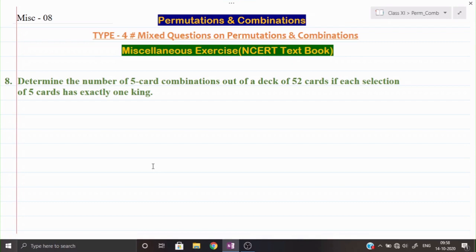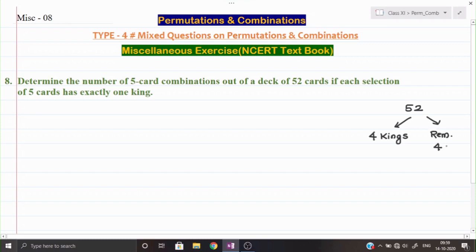You know that in a deck of 52 cards there are 4 categories. One is spade, second is club, third is diamond, and fourth is heart. So in each and every category there is one king. Since 4 categories are there, we can say that we have a total of 4 kings. So if I categorize the 52 cards, in the 52 cards the total number of kings will be 4. Then what will be the remaining number of cards? The remaining cards will be 48.